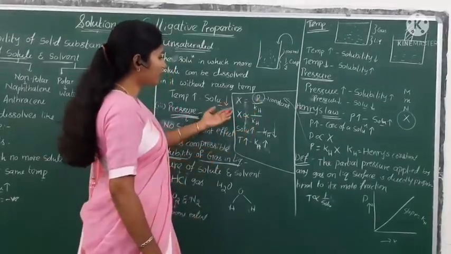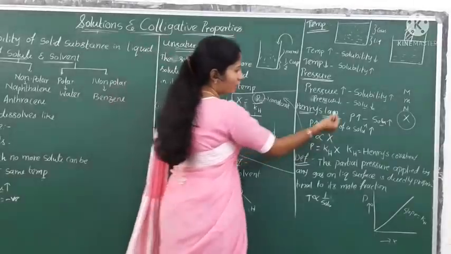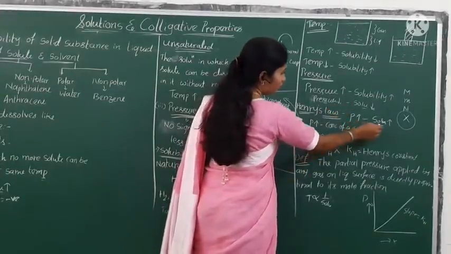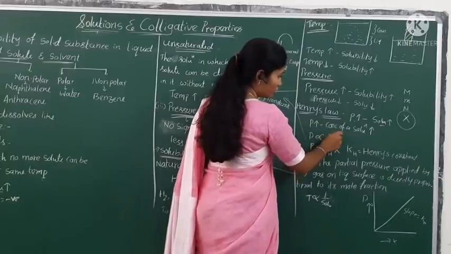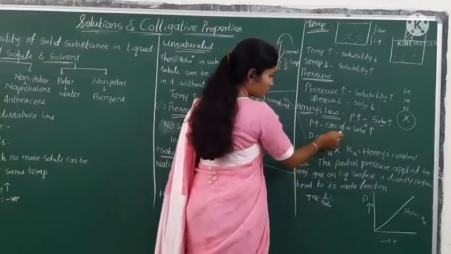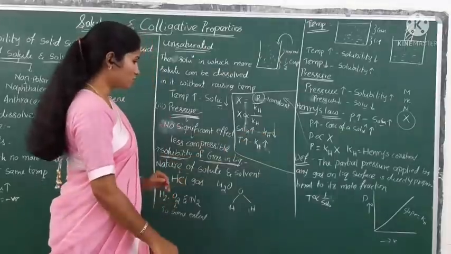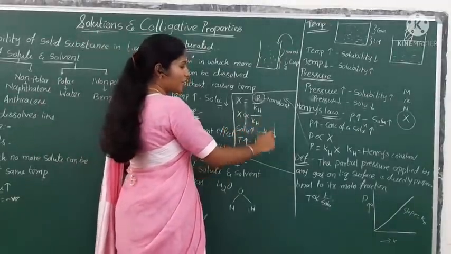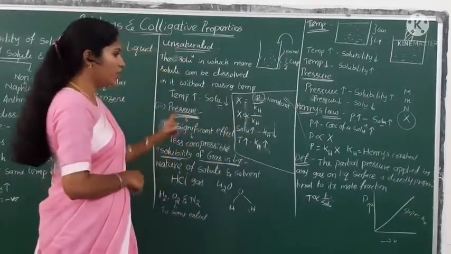By increasing the mole fraction, that is, solubility. Already I explained here. Here pressure is increased, solubility is increased. Solubility is nothing but the concentration of a solution, and we express the concentration of a solution in terms of mole fraction. That's why mole fraction is nothing but solubility. Solubility increased means KH value is decreased, because both are inversely proportional to each other.